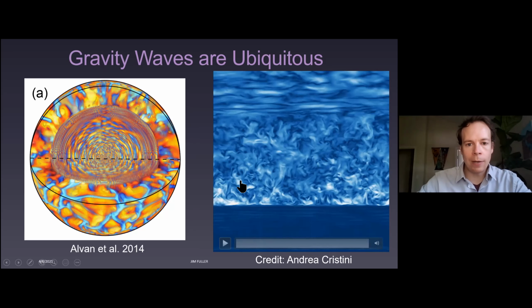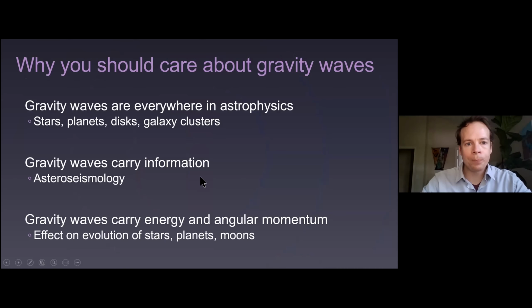So those gravity waves, they sort of show up everywhere. So we see them in stars and planets, but also things like accretion disks and galaxy clusters. So they're really important in many different applications. And one of the reasons they're so important is that they carry information. So in many cases, we can see stars pulsating in gravity waves. We can observe that directly.